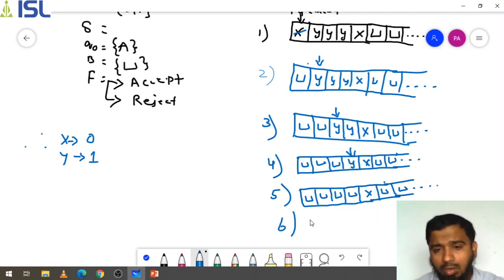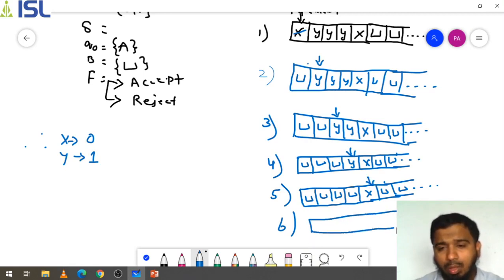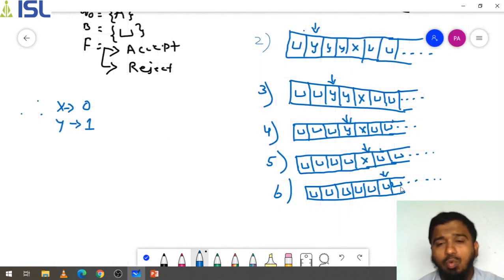Sixth one, where is my head now? At the fifth position. In the fifth position I have blank, blank, blank, blank, and this X means after any number of ones it is followed by 0. Yes, it is followed by 0. So, this is also accepted. The rest of the things are the same, and my head is at the sixth position. And in the sixth position, what do I have?